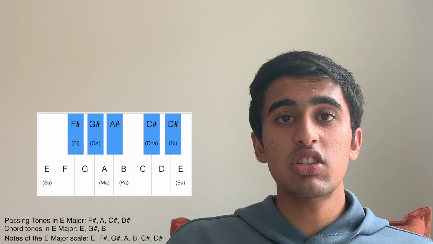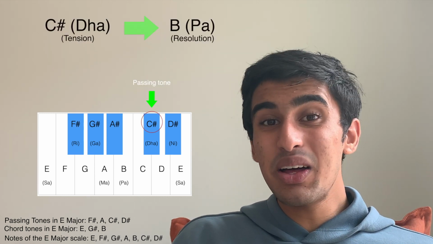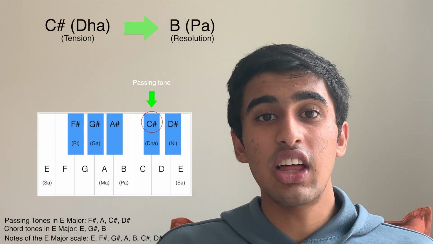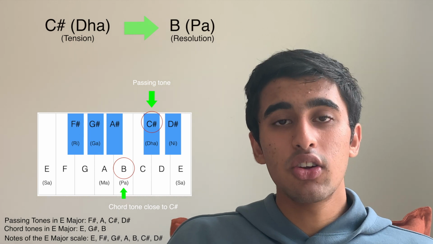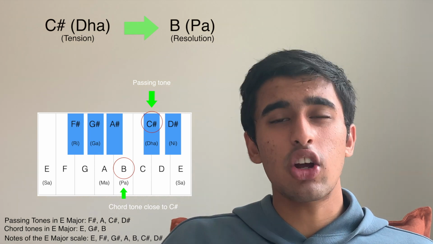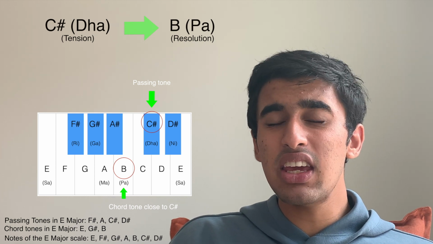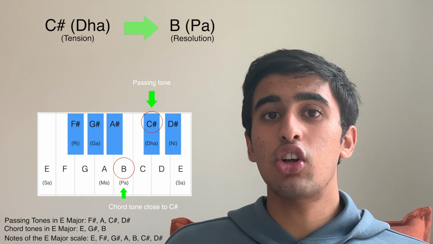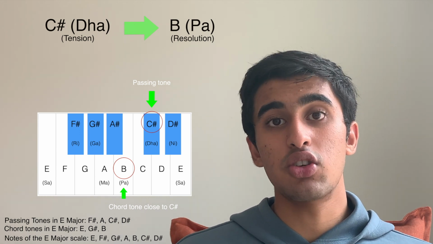Same applies to C sharp or Da, right? Da, Pa, right? So the closest chord tone to Da is Pa. The closest chord tone to C sharp is B, right? So C sharp wants to resolve to B. Da, C sharp, B, Pa, right? And there's no other close chord tone, so it's just the one chord tone that Da wants to resolve to.